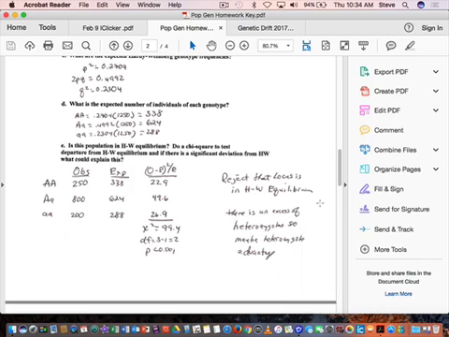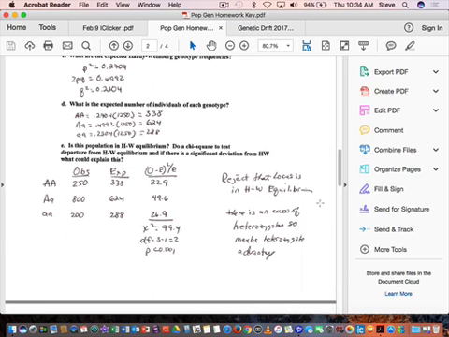Obviously, you rejected that it's in Hardy-Weinberg, because these aren't even close. High value chi-squared, degrees of freedom 2, p is less than 0.01. You firmly reject that the locus is in Hardy-Weinberg equilibrium. What you have to do is compare the observed and expected.